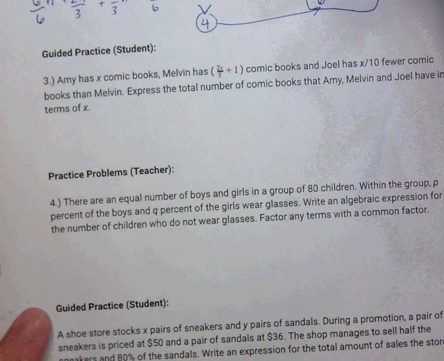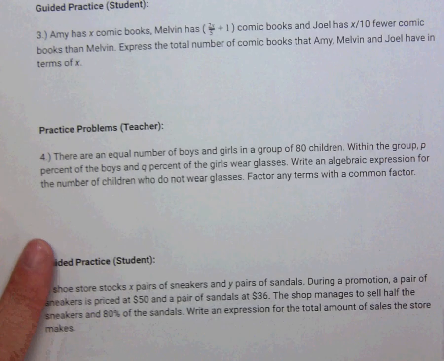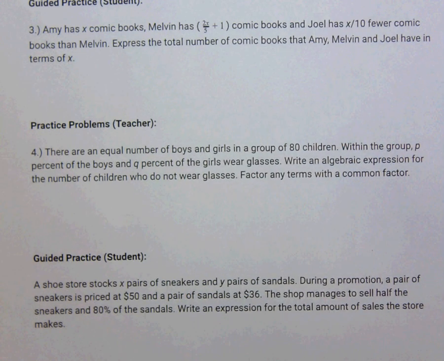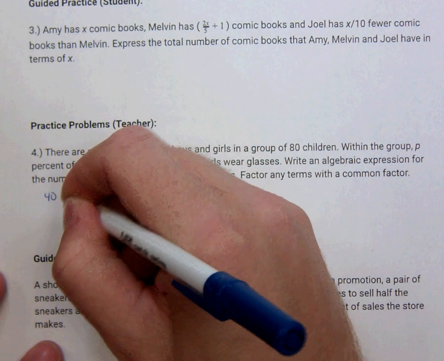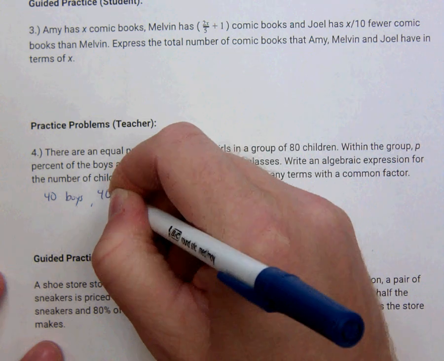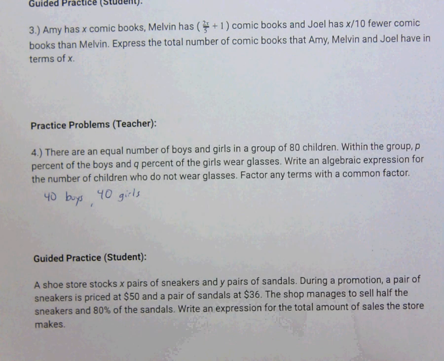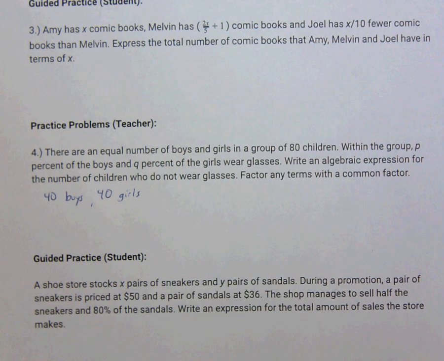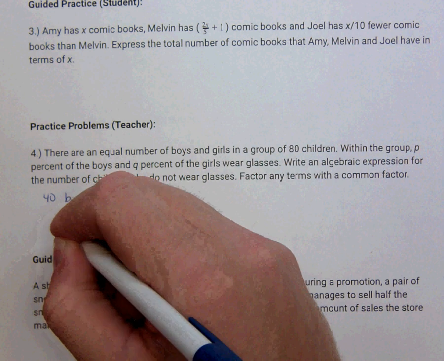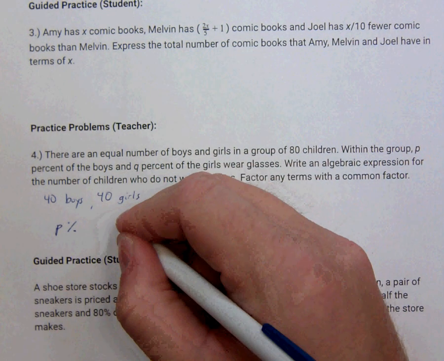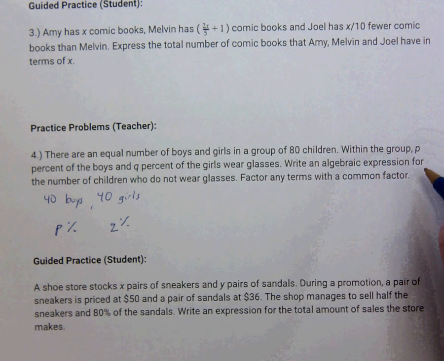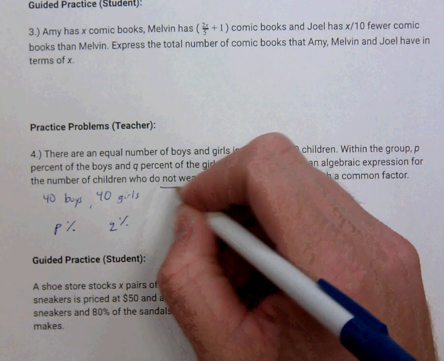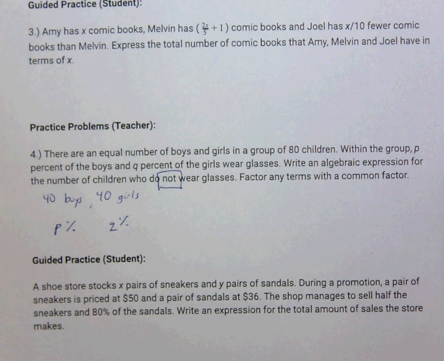There are an equal number of boys and girls in a group of 80 children. So we have 80 kids, and there's an equal number of boys and girls. That means there's basically 40 boys and 40 girls. Within the group, P% of the boys and Q% of the girls wear glasses. So P% of the boys wear glasses, Q% of the girls. Write an algebraic expression for the number of children who do not wear glasses. Factor any terms with a common factor.